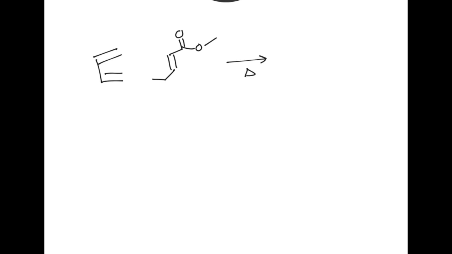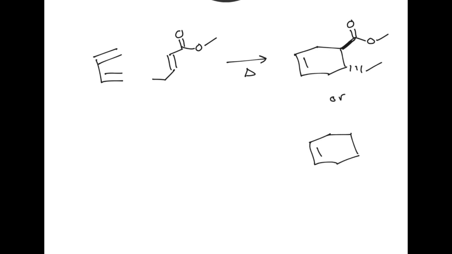Here they're trans, right? So they're going to end up on opposite sides. You're going to have one group a wedge, one group a dash. And again, we don't know which one's which. All we know for sure is that they are on opposite sides.